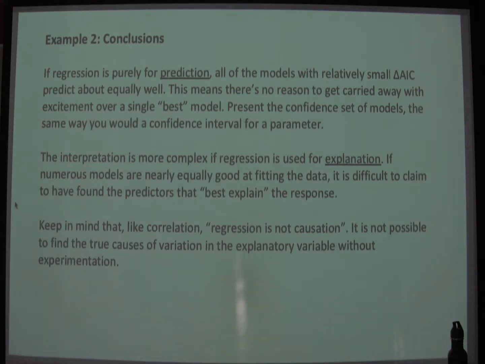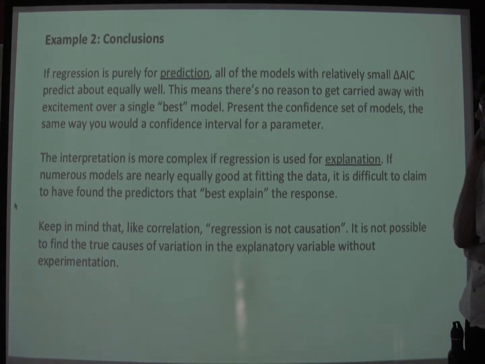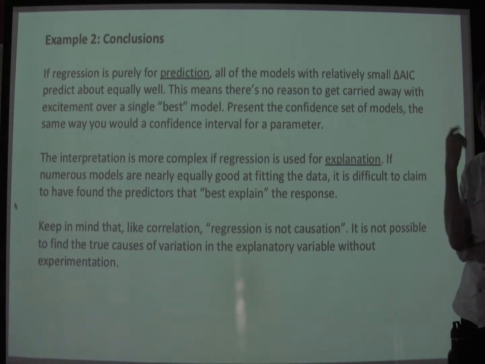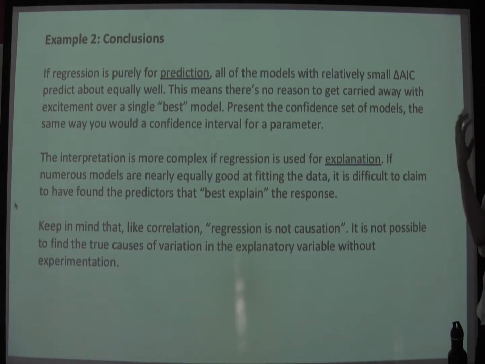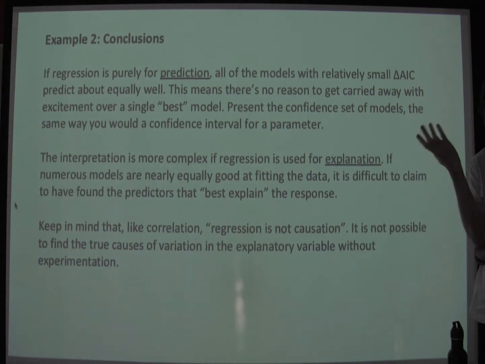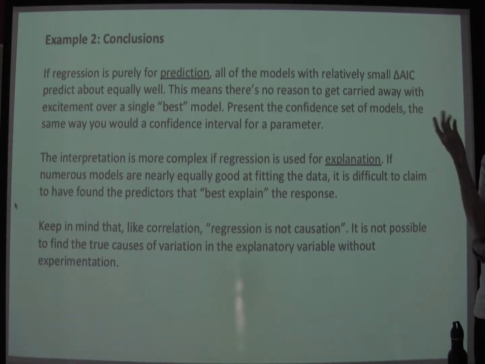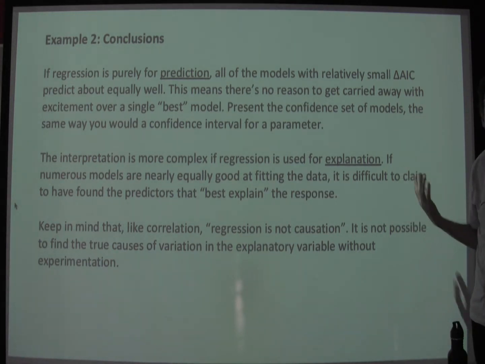Okay, how do we feel about this? This is the basis of AIC, and it has some popularity. If all you want is to fit a model that allows you to predict the number of salmon coming back next year, then all of the models that have relatively small AIC differences predict reasonably well and should be considered. There's no reason to get carried away over the fact that you found the best model, because the second best is actually pretty good too. And so is the third best, in fact, and this might include as many as 10 models.